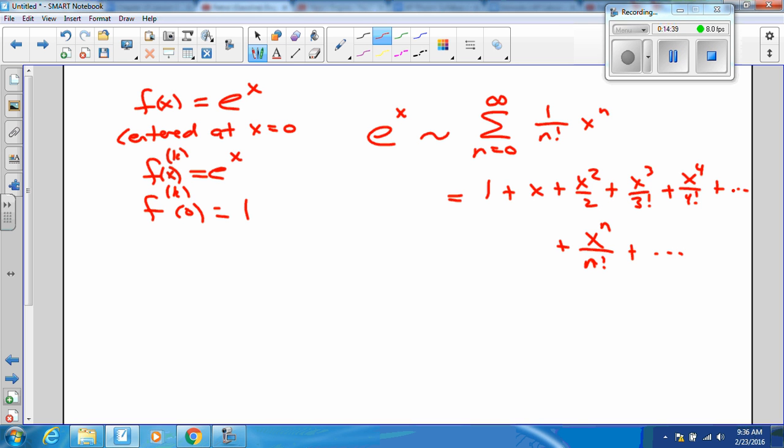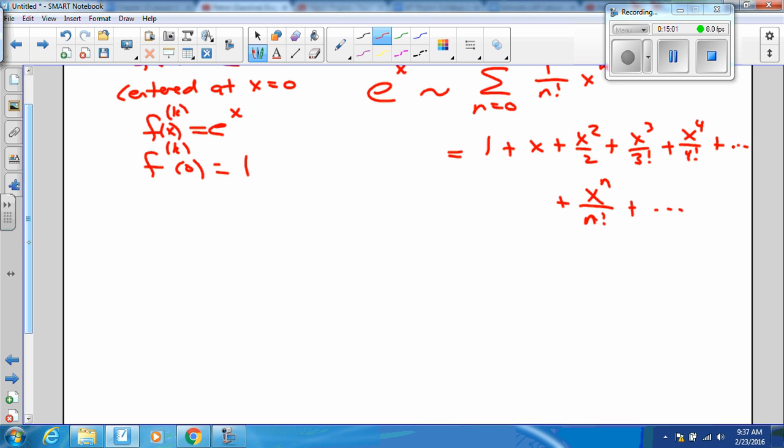Now our question is whether or not this convergence, this correspondence, is really an equality. Does e to the x actually equal this number? Does it equal this series for all x's, or for some x's? Let's take a look at the remainder.